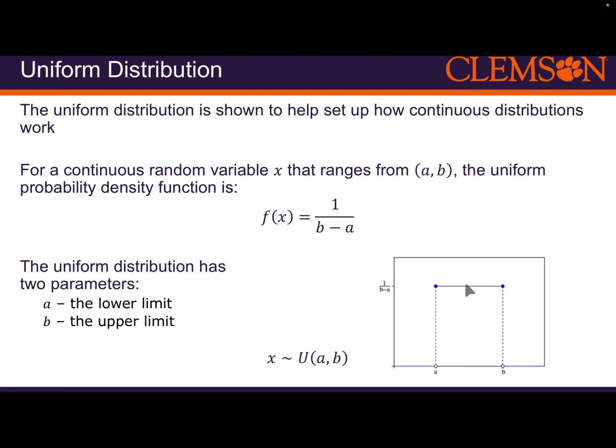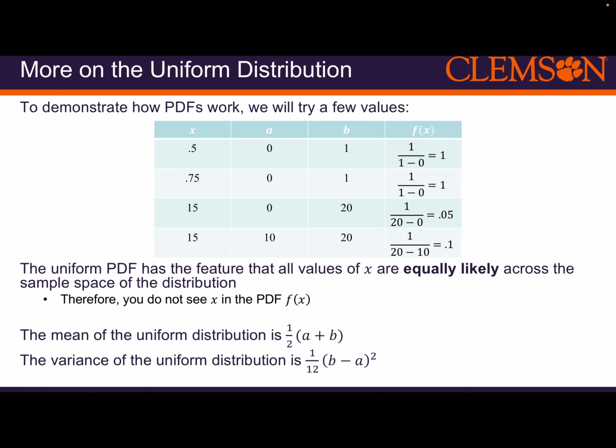Remember how we said the height of a PDF represents the relative likelihood of observing a value. So in the uniform PDF, if we have a value here and a value here, what we see is they're both equally likely. In fact, all values between a and b are equally likely in the uniform. And then you see below here, this is actually 0. If you extend beyond the range of a and b, the PDF is 0. There's no chance. So really, this is just a nice, simple box. So let's try a few values and see how this works a little bit more.